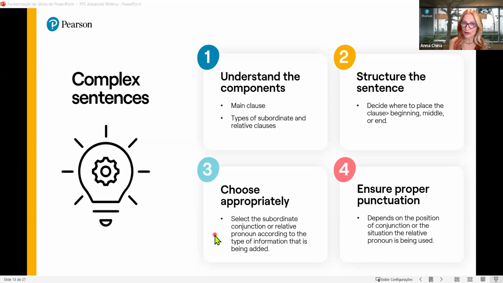Select the subordinate conjunction or relative pronoun according to the type of information that is being added, right? So, new idea or different idea, conjunction. Adding information, relative clause. And then, of course, ensure proper punctuation. It depends on the position of the conjunction or the situation the relative pronoun is being used. So, if the conjunction is at the beginning, we know that we add a comma there. If the relative pronoun is being used for a defining or a non-defining clause, right? Let's see what we have here.